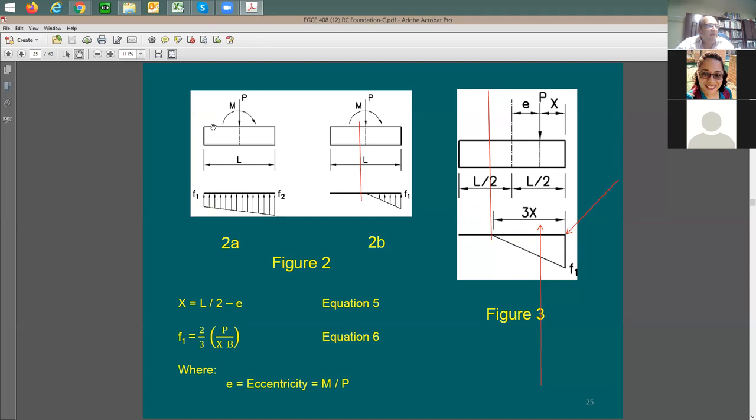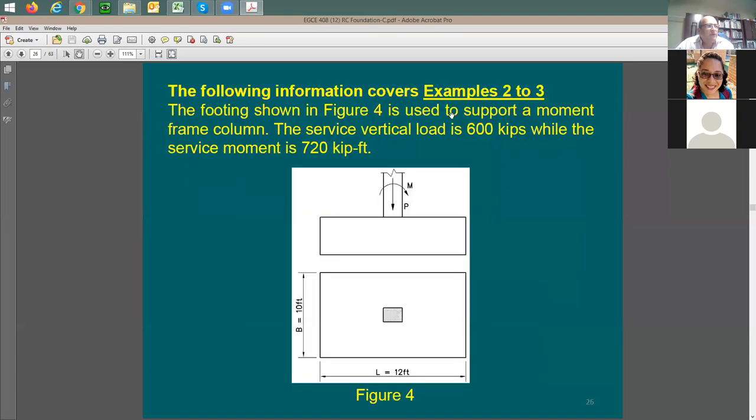So actually, when you have a moment on a footing with no axial load, you're going to be in trouble because the footing is going to be unable to resist it. I mean, you need to have some weight to balance the footing from rotation. Now let's go through these two examples to see how this can be done.